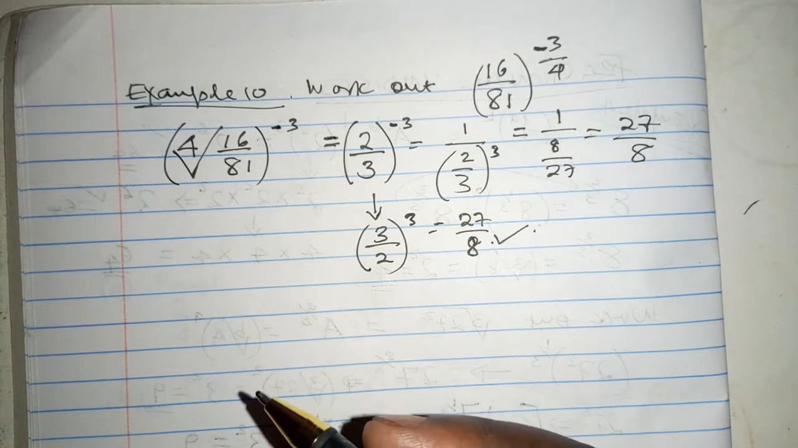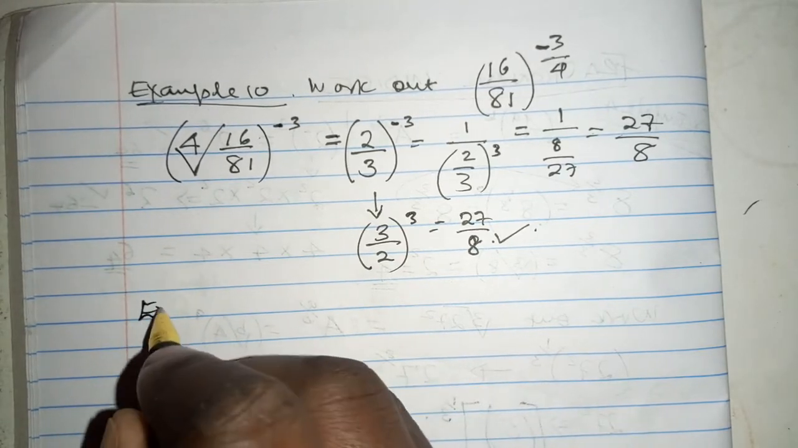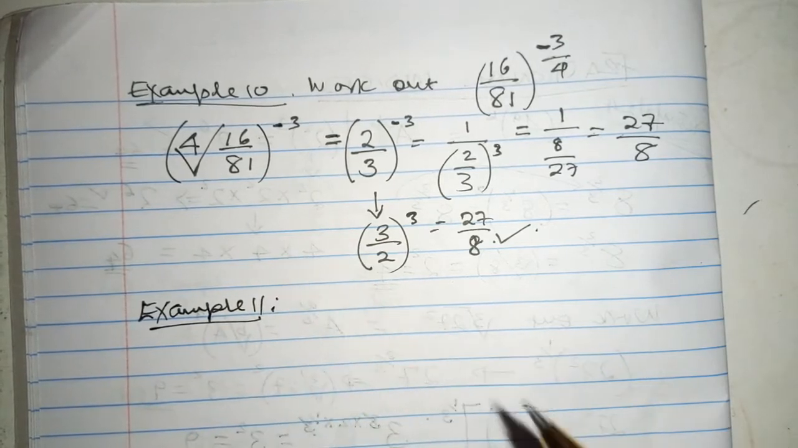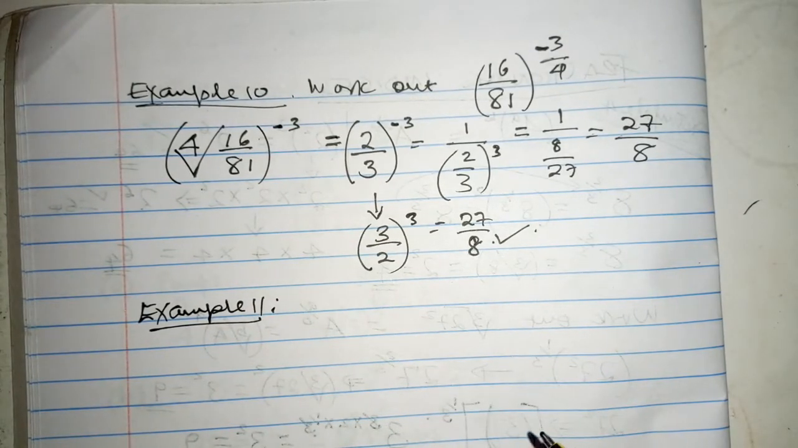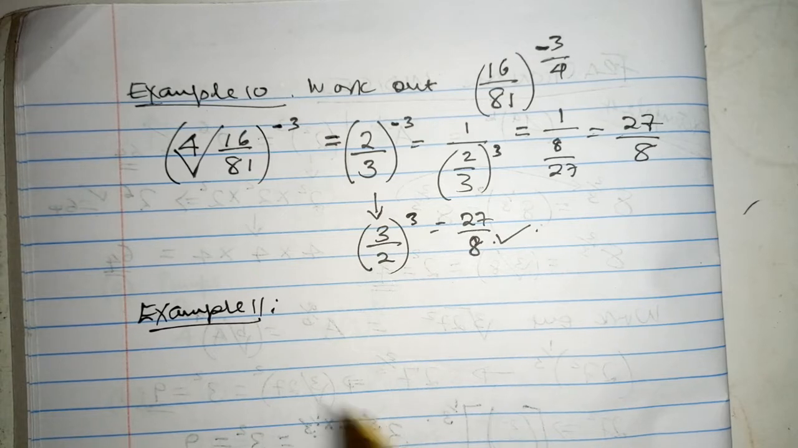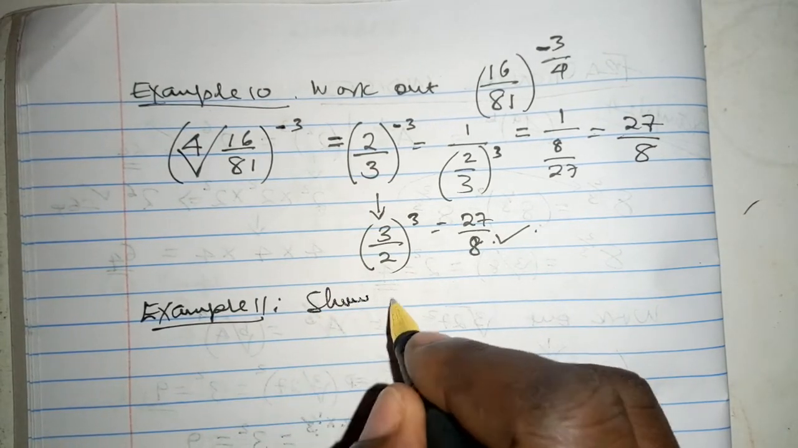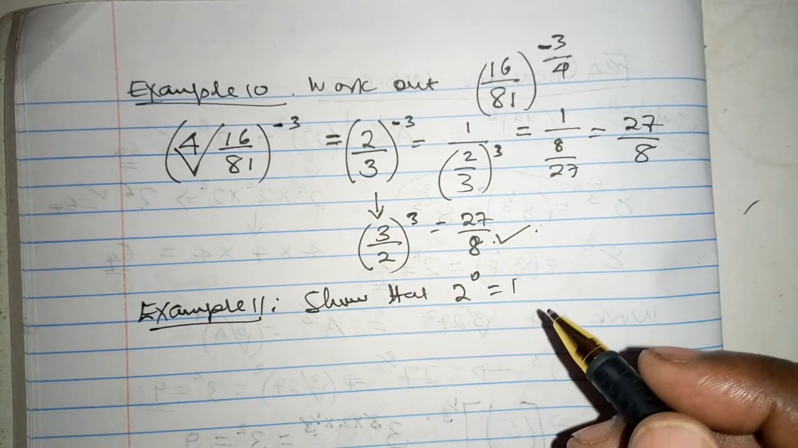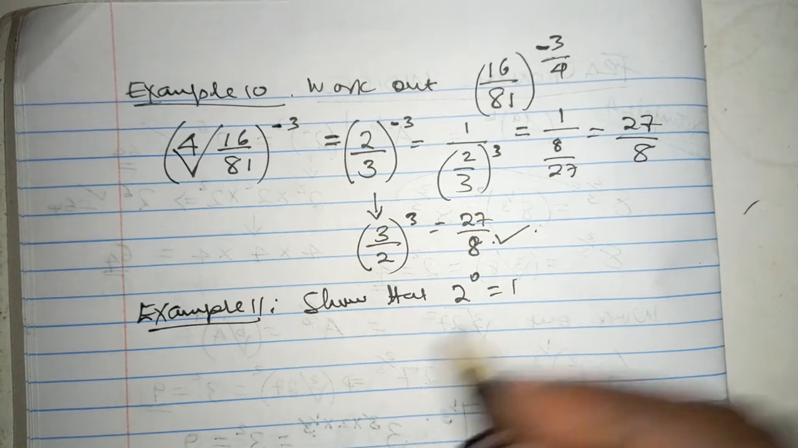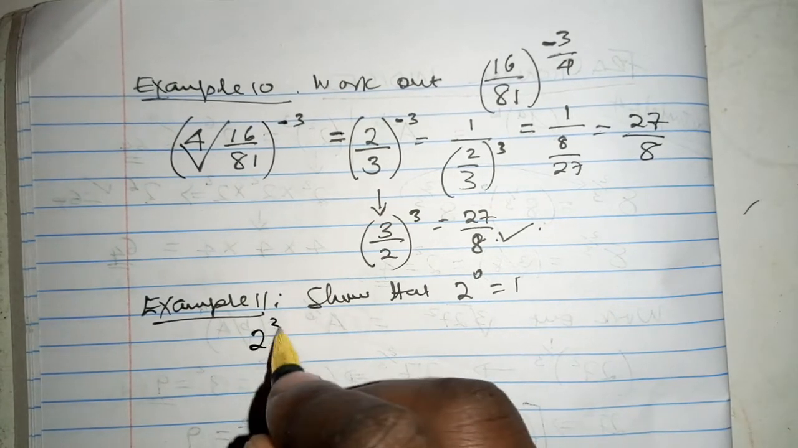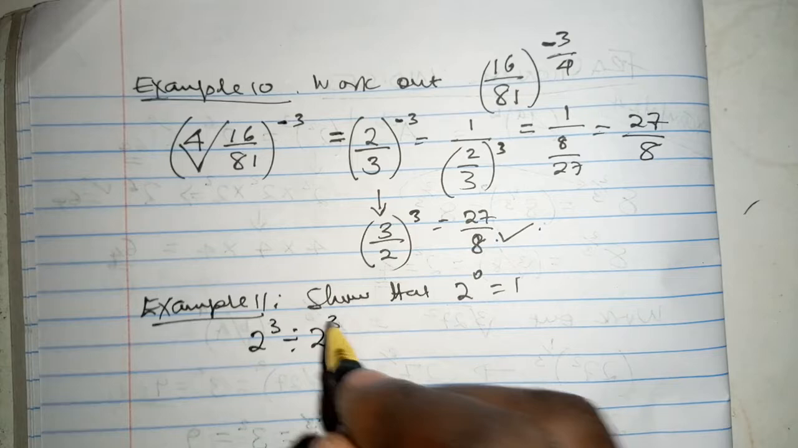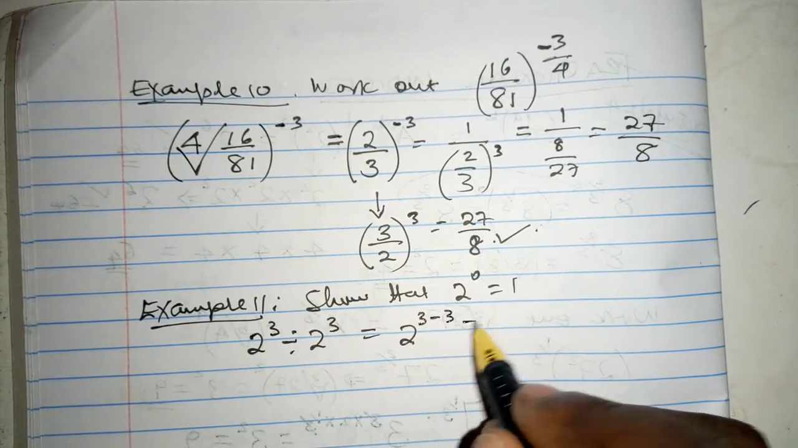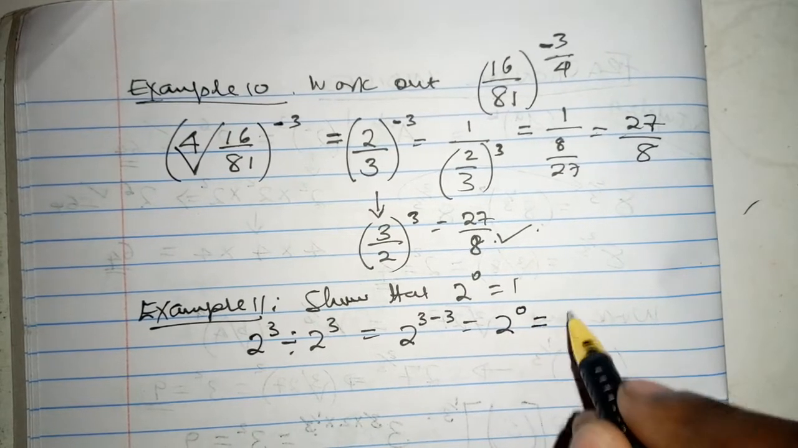And finally, we are talking about example 11 in the same video. It's the only one left, so let's squeeze it here. Show that 2 raised to power 0 is 1. I think I have shown this, so let us just do it very fast. Let's have 2 cubed divided by 2 cubed, which is 2 raised to power 3 minus 3, which is 2 raised to power 0, and that is going to be equal to 1.